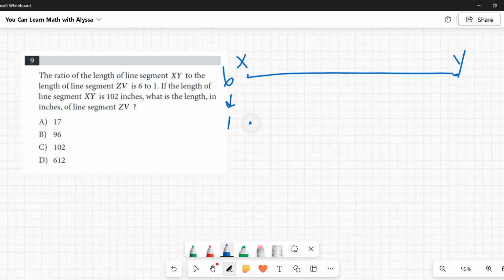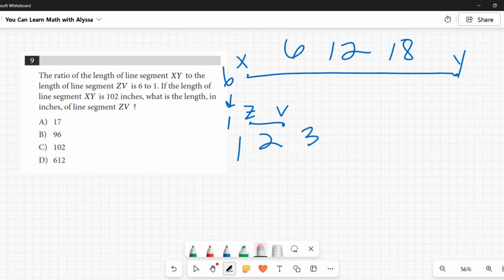So I know that line ZV is going to be way shorter. Like if this were 12 inches, this would be 2. If this were 18 inches, that would be 3. If this were 6 inches, that would be 1. That's when it says 6 to 1. That's what it means. So, 6 times 1, 1 times 1. 6 times 2, 1 times 2. 6 times 3, 1 times 3. 6 and 1 are the two numbers we're multiplying. That's how we can get those.